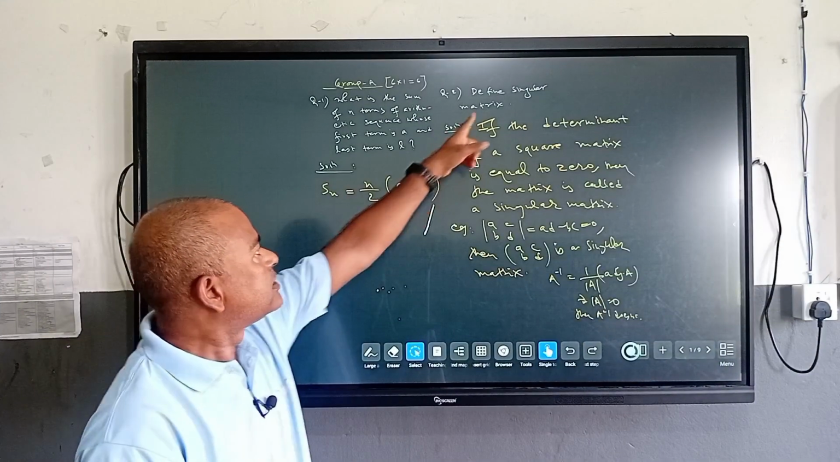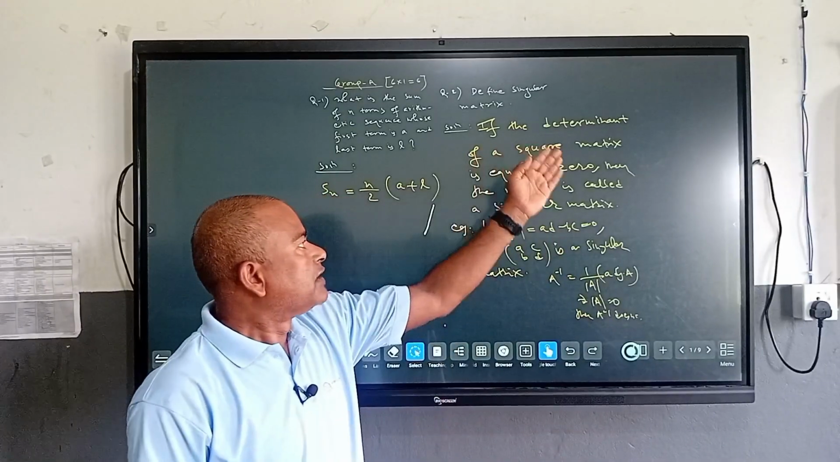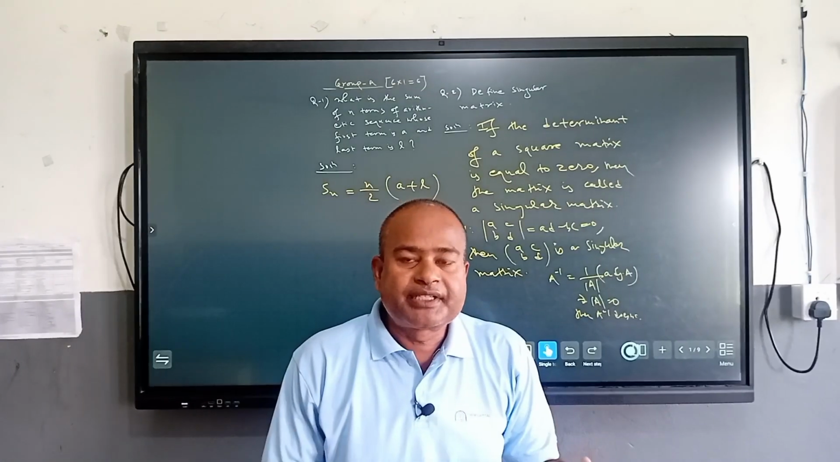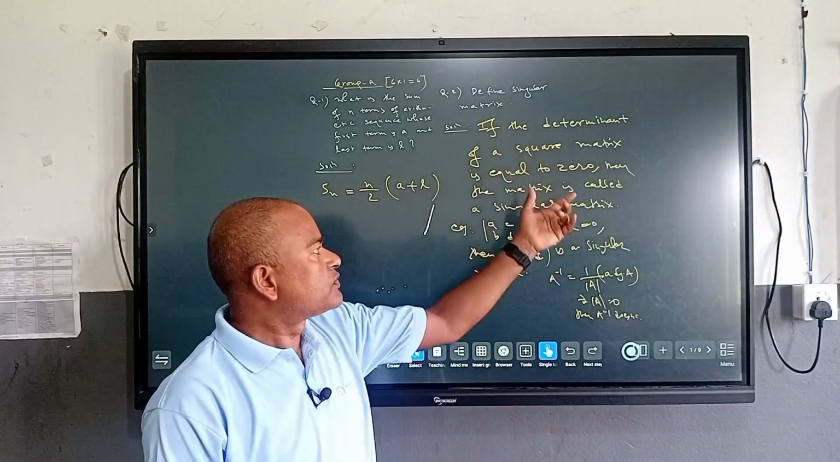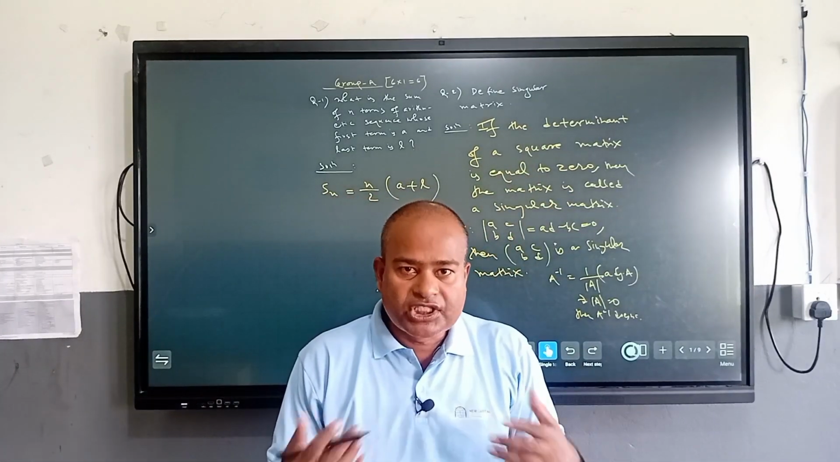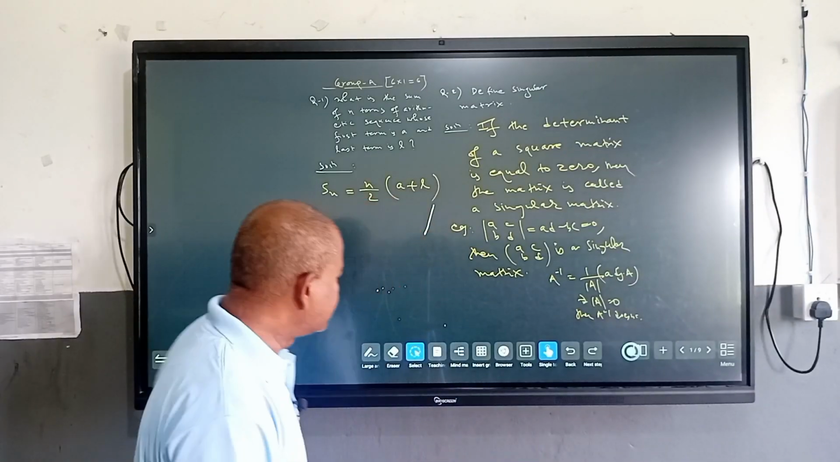Dear students, according to question number 2, we have to define a singular matrix. If the determinant of a square matrix is equal to 0, then the square matrix is called a singular matrix. Now let us go to the next question, question number 3.